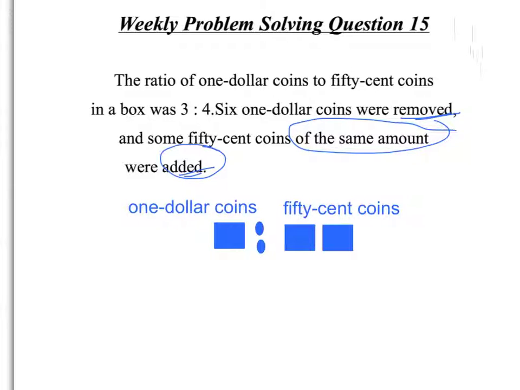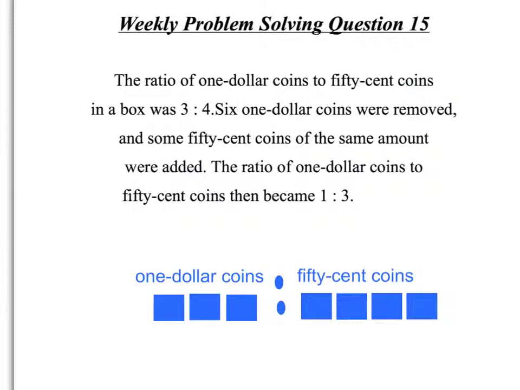So that's what I need to remember. When something is removed from the dollar coins, I gain 2 units of 50-cent coins. That ratio has to stay the same because it's $1 to 50-cent pieces. So going back to my original picture of a ratio of 3 to 4, I need to remember for every $1 removed, I earn 2 50-cent coins added.